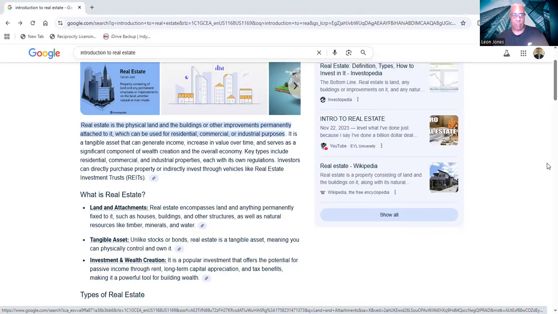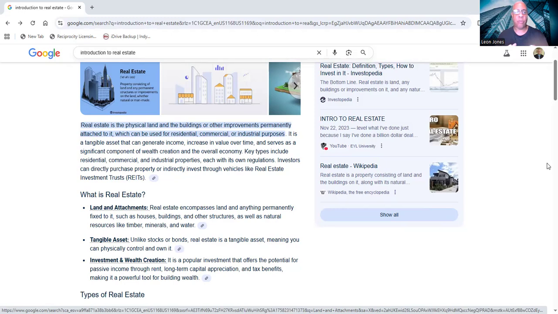And when we talk about real estate, it is the physical land and the buildings or other improvements permanently attached to it, which the land can be used for residential, commercial, or industrial purposes. Now, it is a tangible asset that can create or generate income, and it can increase over time. It also serves as a component of wealth creation and the overall economy. Key types include residential, commercial, and industrial properties, each with its own regulations.